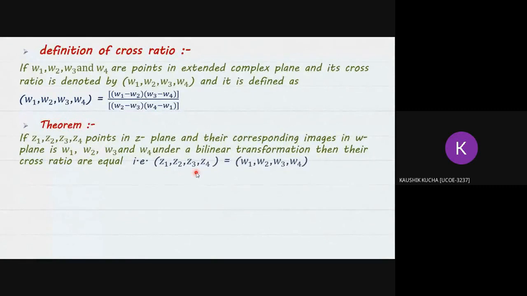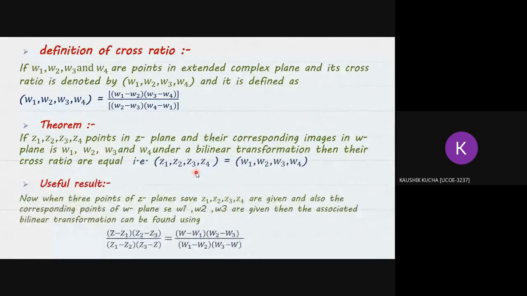Another useful result that will be used to solve examples is given below, which says that if 3 points of the Z plane are given and also the corresponding points of the W plane are given, then the associated bilinear transformation can be found using this formula: (Z minus Z1) into (Z2 minus Z3) divided by (Z1 minus Z2) into (Z3 minus Z), which will be equal to (W minus W1) into (W2 minus W3) upon (W1 minus W2) into (W3 minus W). This is a useful result which will be used to further solve examples.